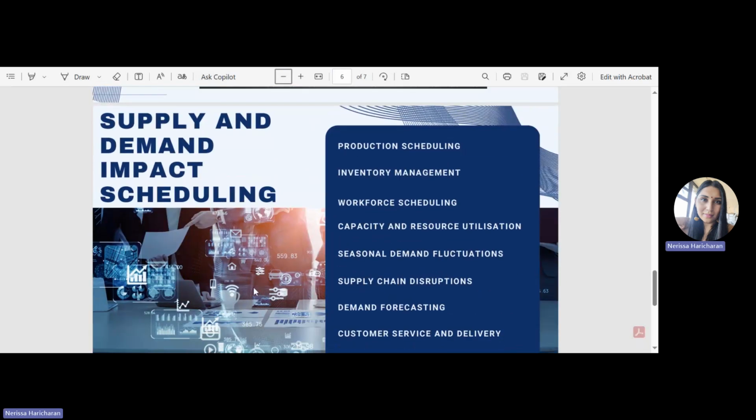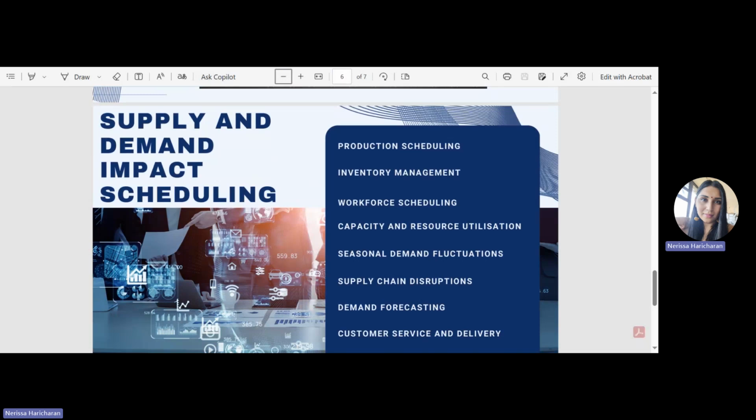All right. Then we want to talk about your supply and demand impact scheduling, right? So when we're looking at it from a supply and demand impact scheduling, the first one we're going to speak about is production scheduling. And when we look at production scheduling, we want to look at demand-driven scheduling. So, okay, let's take it back a little bit. What is supply and demand impact scheduling?